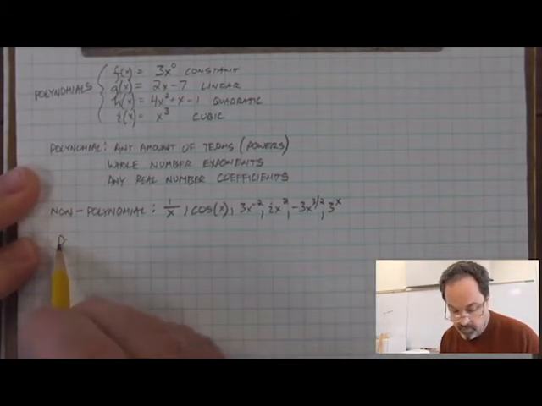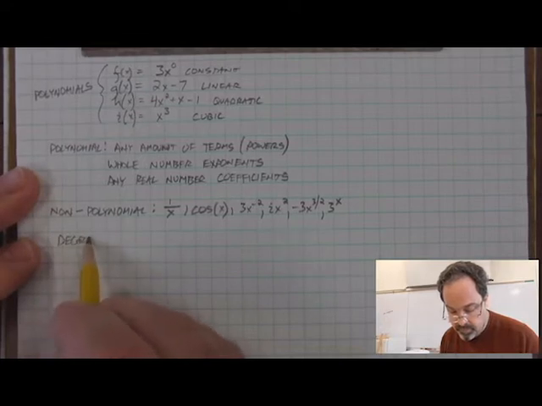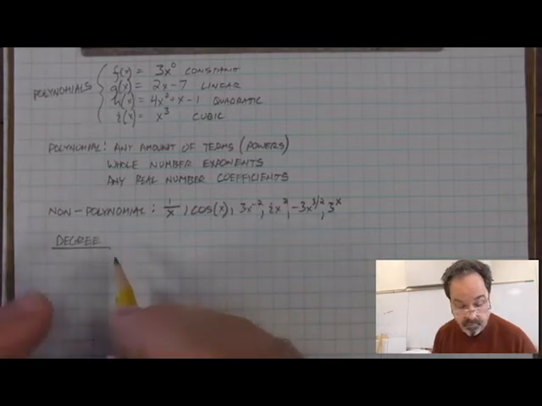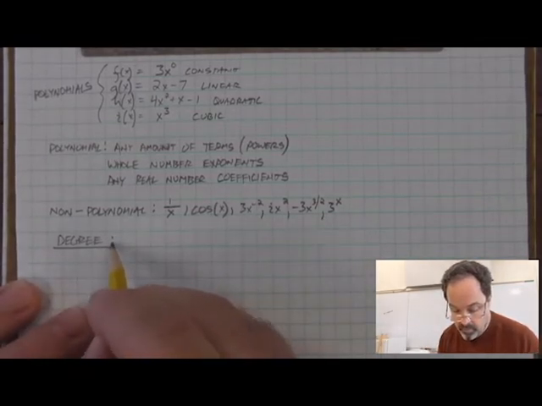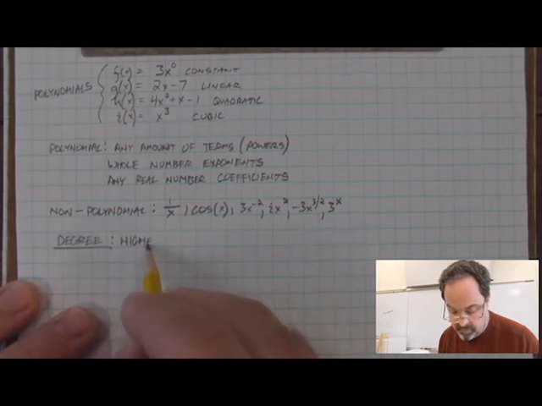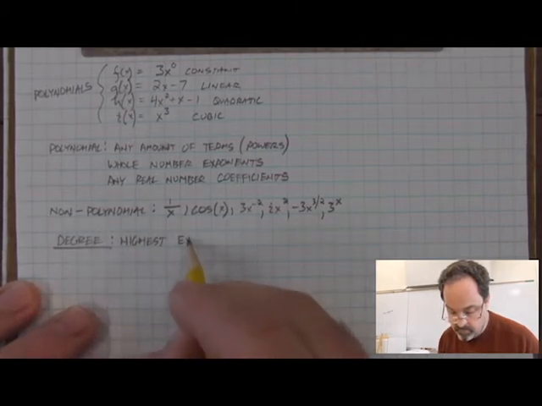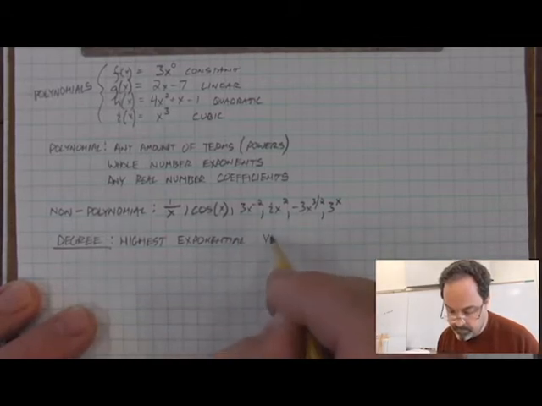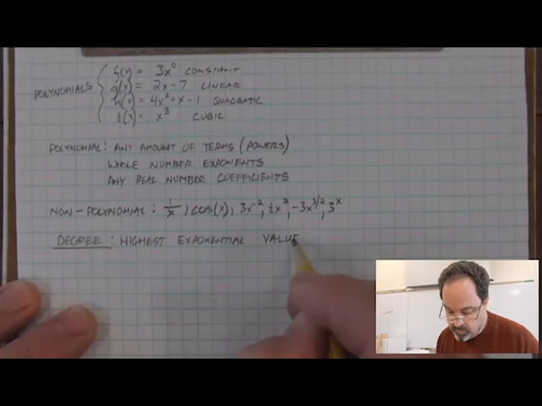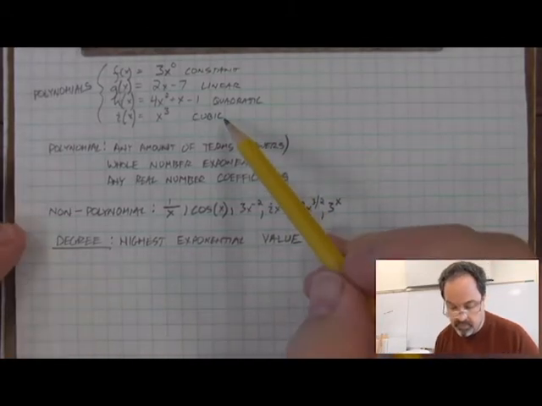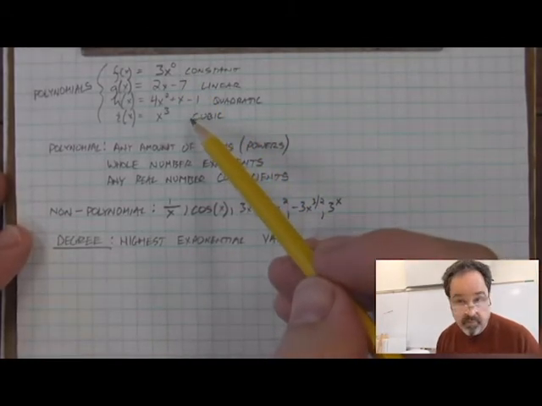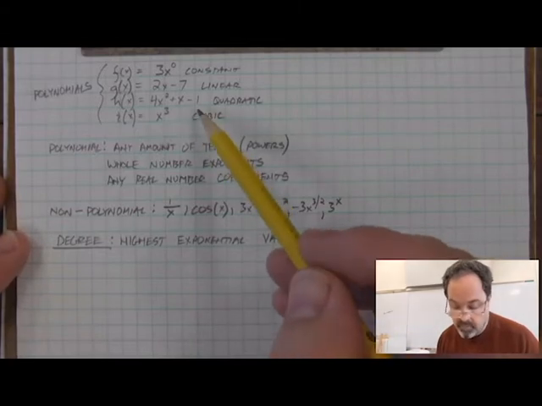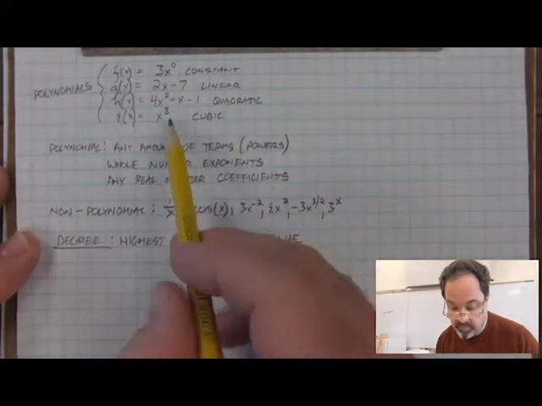We have a term called degree to describe something about a polynomial function. What we call the degree of a polynomial is its highest exponential value. So we look to all of the exponential values within a function, within a polynomial, and we determine its degree by observing the highest one.